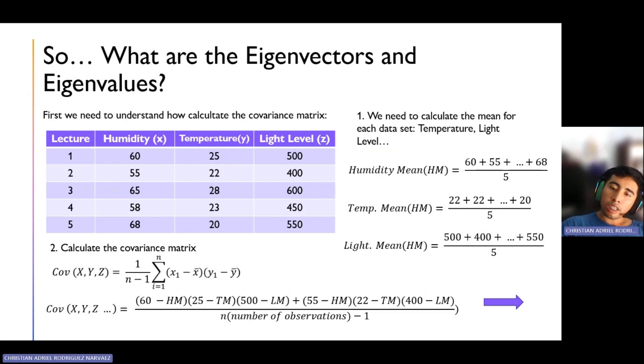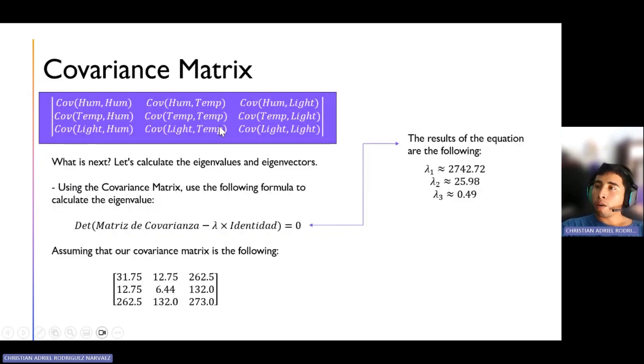Now I'm going to explain the following steps to calculate our eigenvalues and eigenvectors. As Monica said, this is the formula that we need to follow to complete our covariance matrix. This is the formula, as Monica explained before. So this is how our covariance matrix looks, or must look.